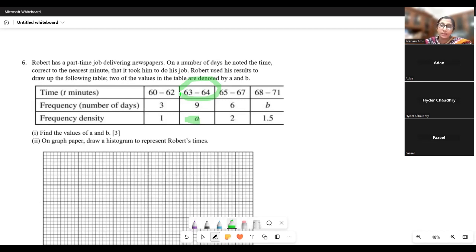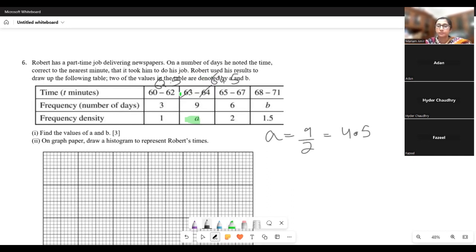Because the answer is 9 upon 2, not 9 upon 1. Because look at the times, in the blocks of time that are made there is a gap. First we have to fill the gap. So this becomes 62.5 and this becomes 64.5. So the class width is actually 2. So A equals 9 upon 2, which is 4.5.